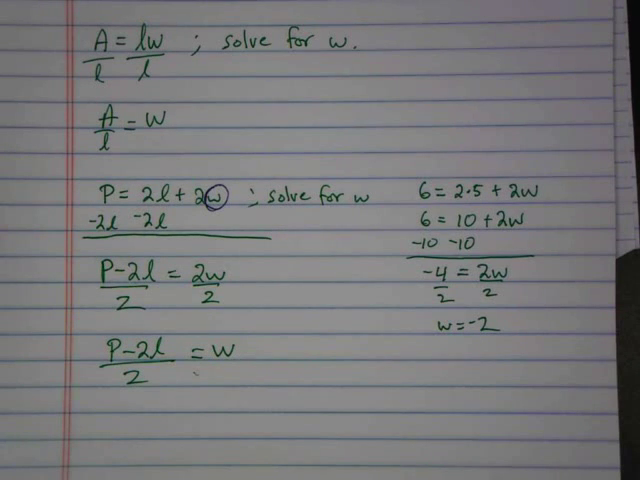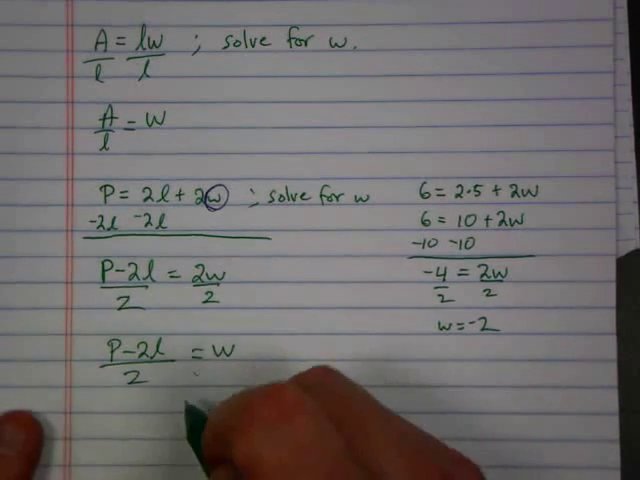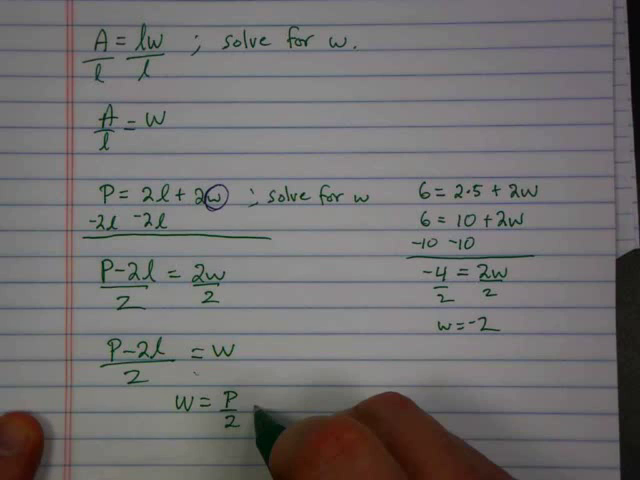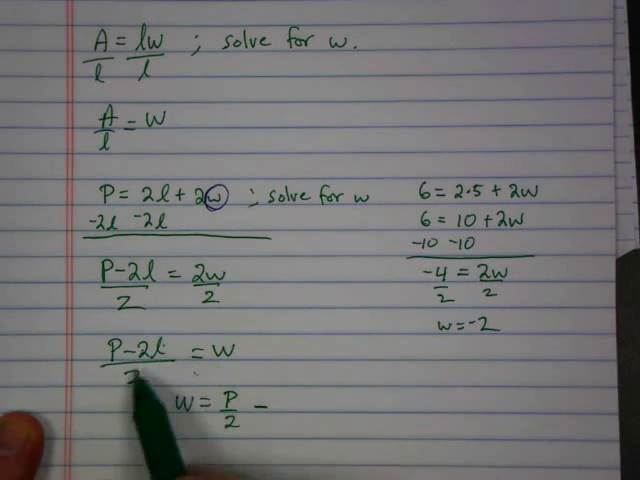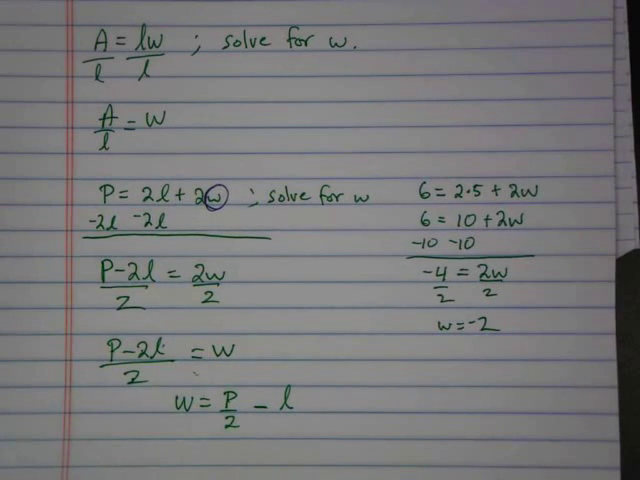P minus L would not be acceptable. Why not? You're dividing P by 2. If you're going to divide by 2, you have to divide everything by 2. So an acceptable answer would be W is, I have to take the P and divide it by 2, minus 2L divided by 2. There I can cancel the 2's. That would be an acceptable answer.